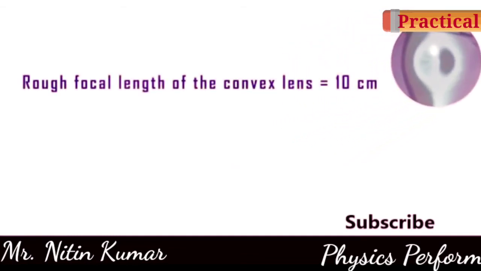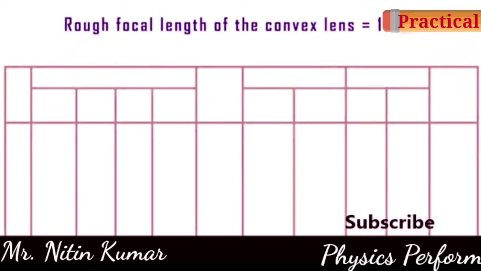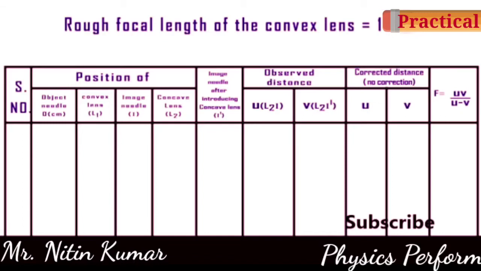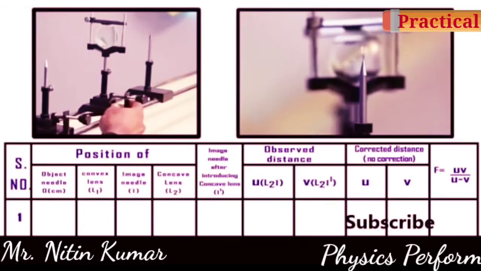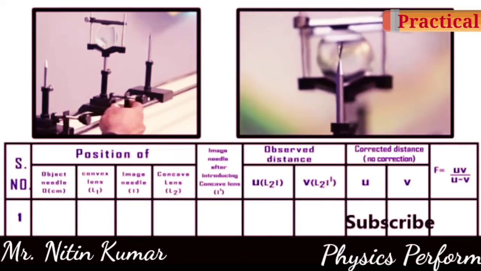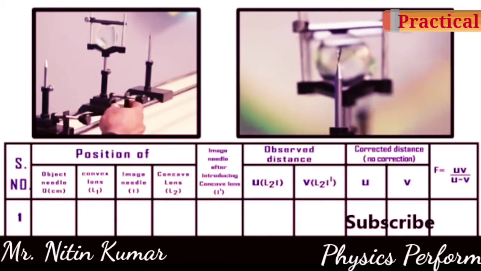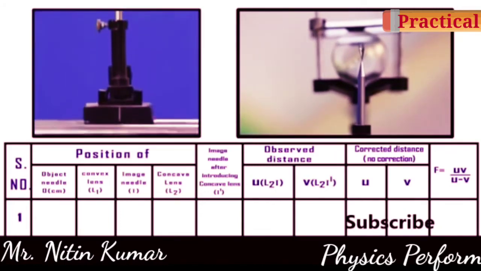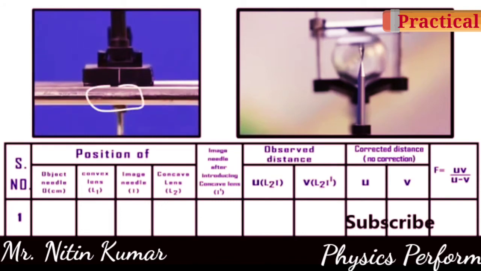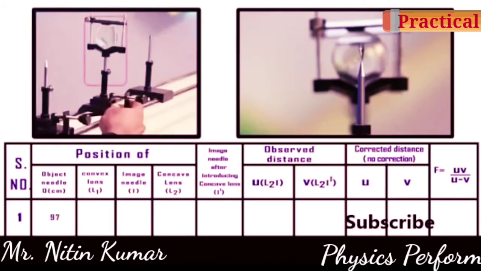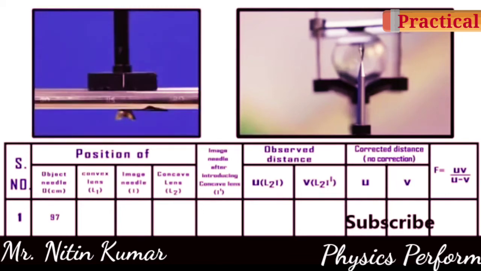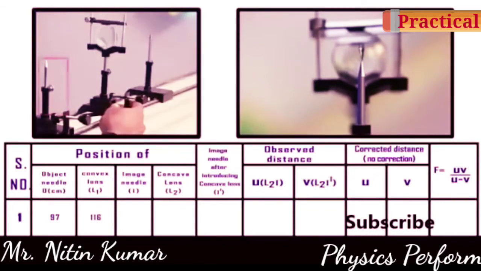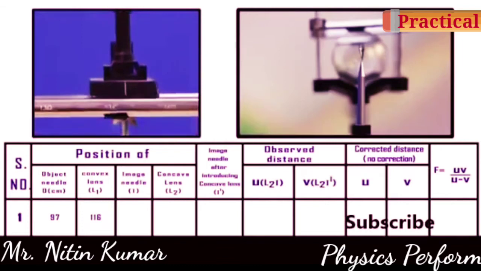The rough focal length of the convex lens used in this experiment is 10 centimeters. Observation table. Object: the inverted image of the object needle without any parallax was formed on the tip of the image needle. The object needle was at 97 centimeters. Convex lens was at a position of 116 centimeters. Image needle was at a position of 136.2 centimeters.